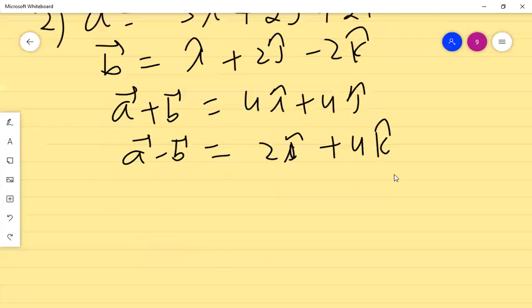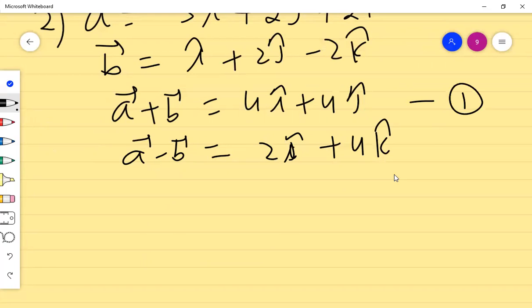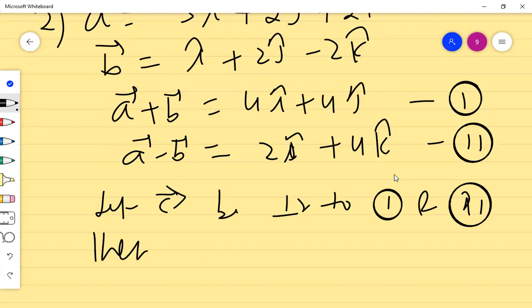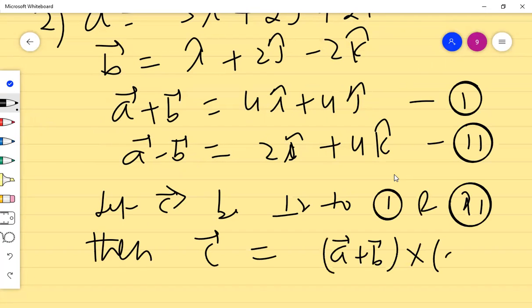So let C be perpendicular to 1 and 2. Then C equals the cross product of A plus B and A minus B. C vector will be the cross product of A plus B and A minus B. Now we have to find the unit vector perpendicular to it.